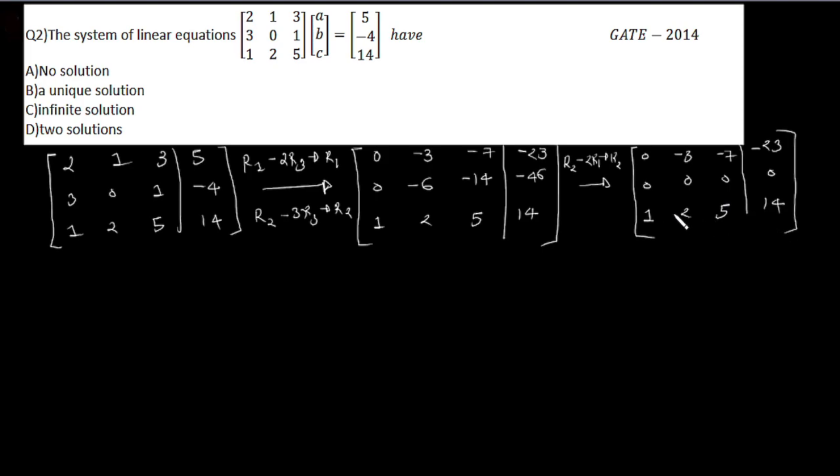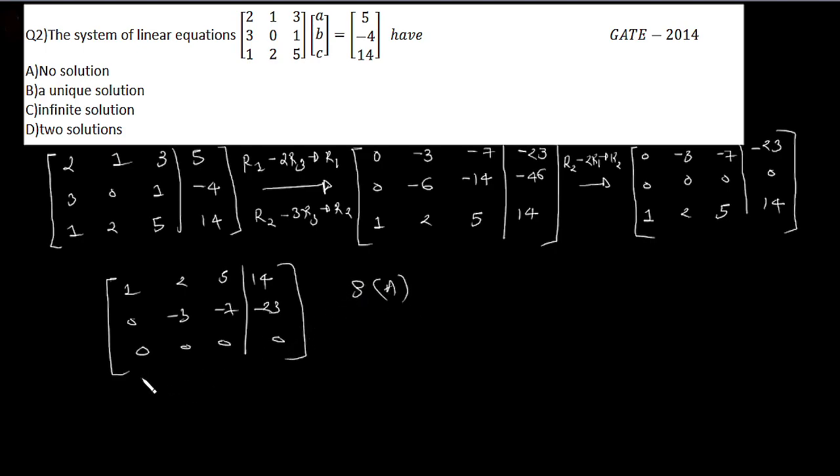Now you can, if you want, rearrange this matrix like this: 1, 2, 5, 14, then 0, minus 3, minus 7, minus 23, and 0, 0, 0, 0. Now you can compare the rank of this matrix A with the rank of A augmented B. Both are equal, and equal to 2.